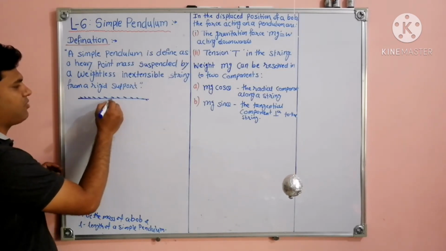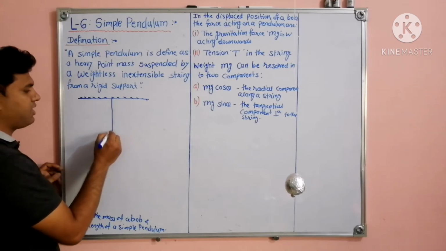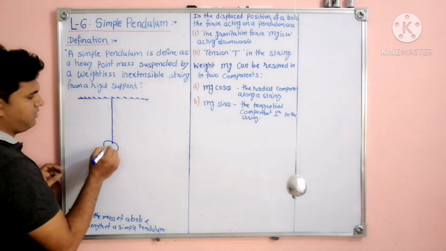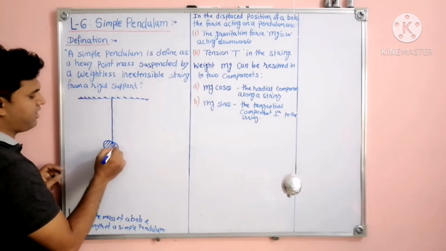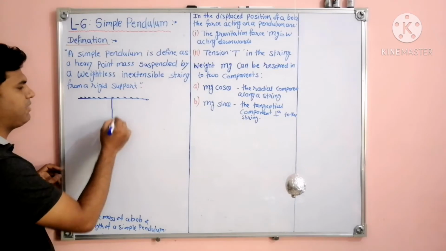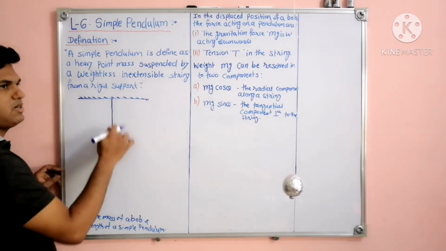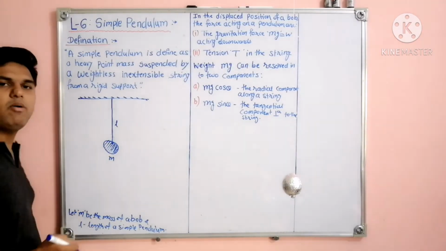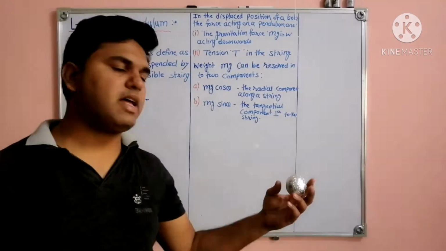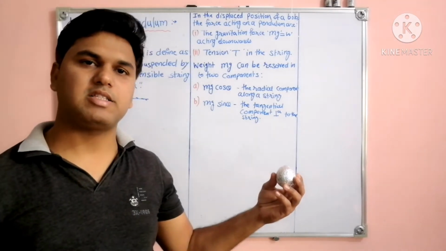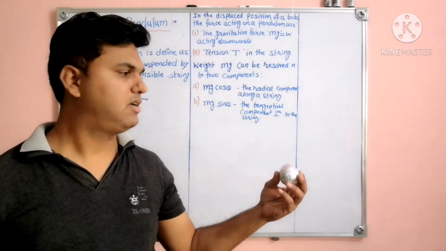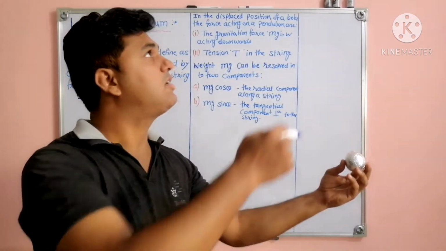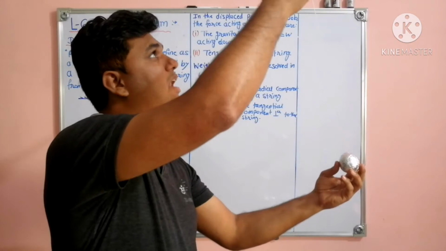This is a rigid support. One end of the string is connected to the rigid support and the other end of the string is connected to the point mass, having mass m, and the length of the string is considered as L. Now we displace this point mass through a small angle. Let us suppose we displace this point mass, creating a small angle theta here.